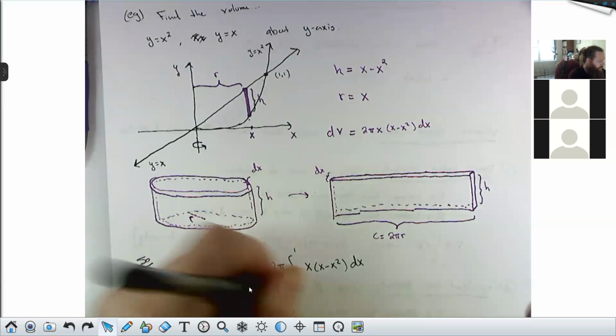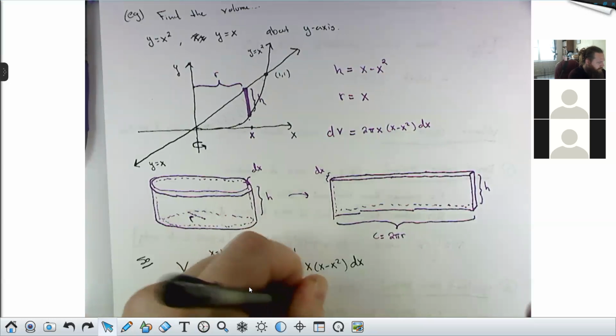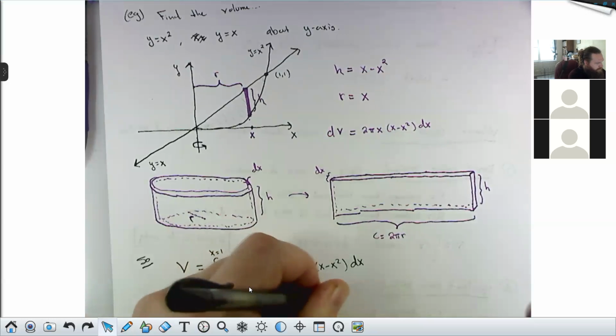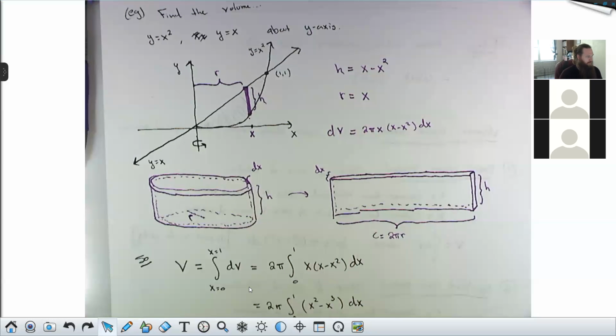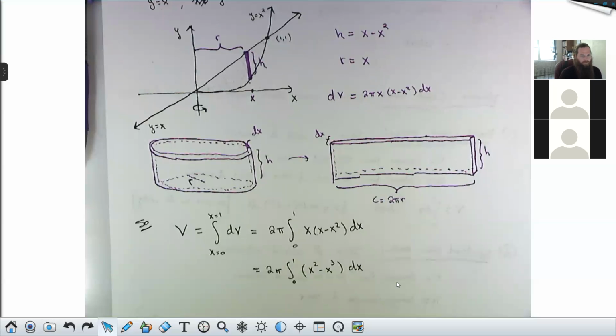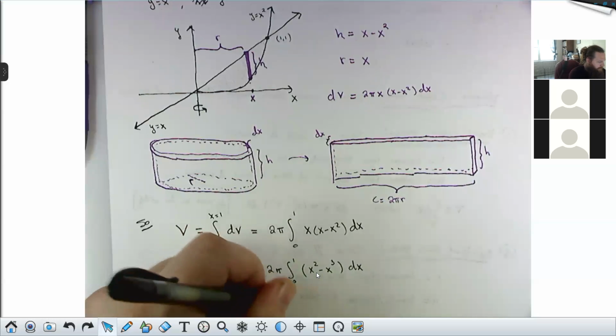Distributing the x, we get 2 pi integral from 0 to 1 of x squared minus x cubed. And remember, you have to do that. We can't integrate products nicely, but we can integrate differences nicely, and then we can use the power rule for our antiderivatives.